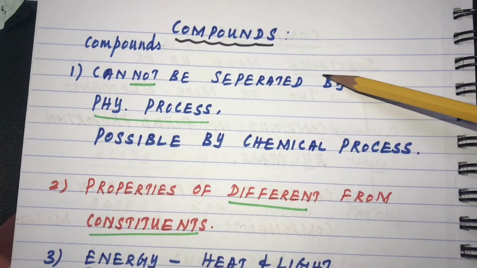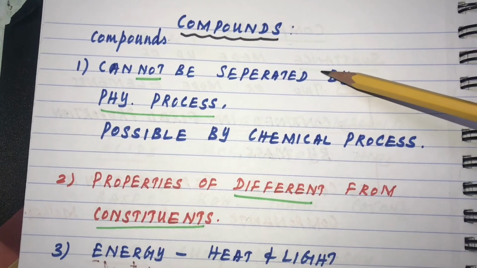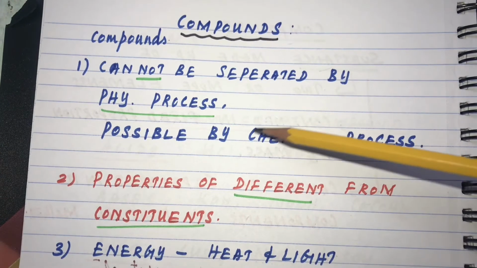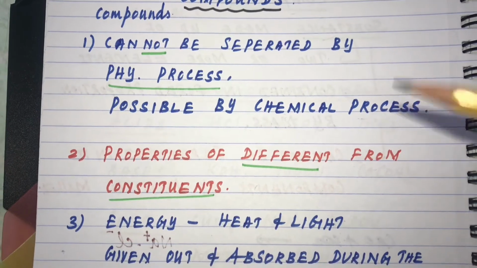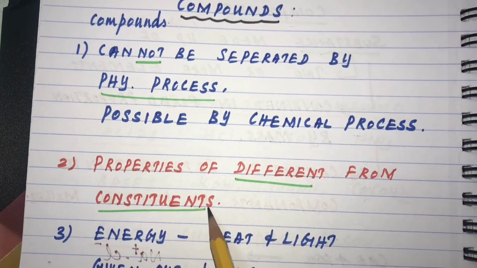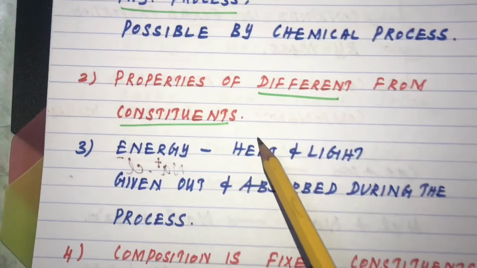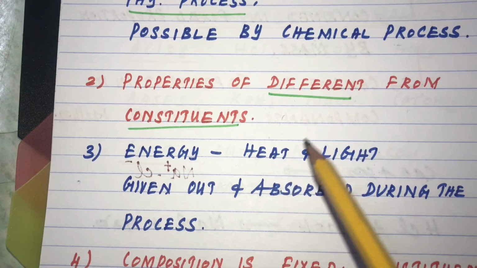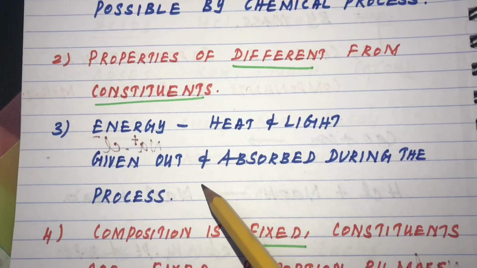Characteristics of compounds. Now we are going to see the general characteristics of compounds. Compounds cannot be separated by physical processes. The compound separation is possible by chemical processes. The properties of compounds are different from the constituents from which they are formed. During the formation of a compound, energy is absorbed or given out in the form of heat and light, called the enthalpy of formation of a compound.